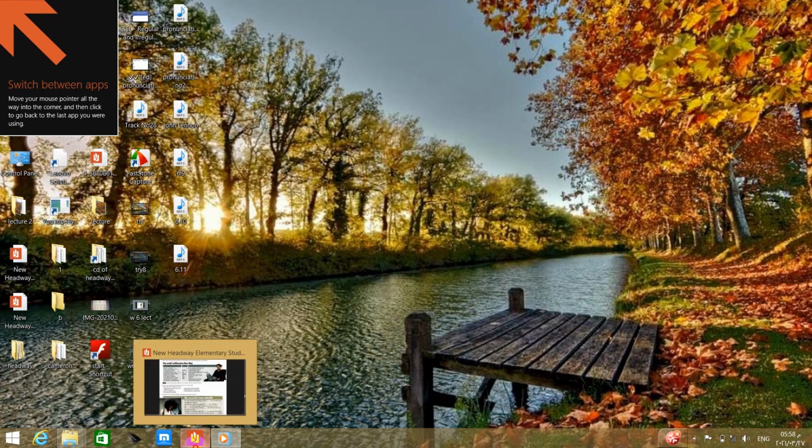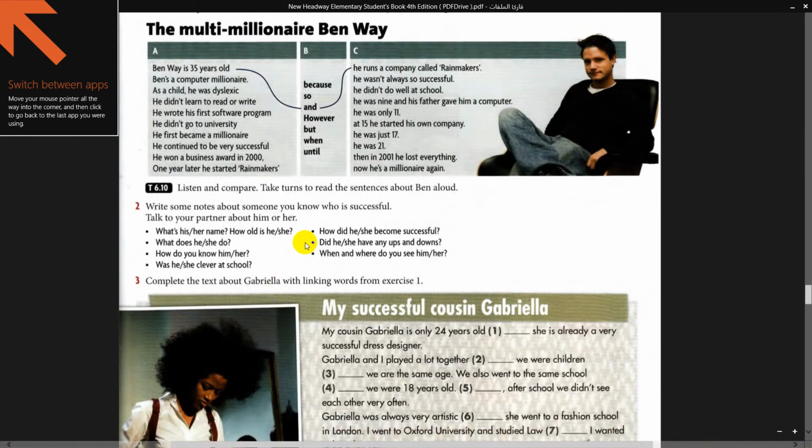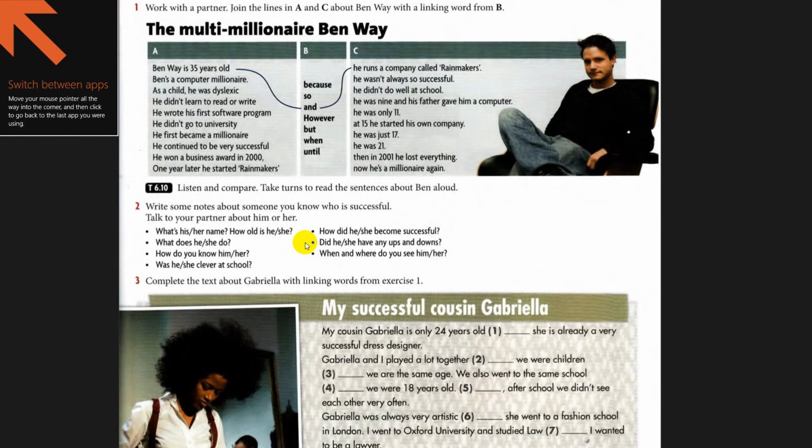Tape script 6.10. A biography. The multimillionaire Ben Way. Ben Way is 35 years old and he runs a company called Rainmakers. Ben's a computer millionaire. However, he wasn't always so successful. As a child, he was dyslexic, so he didn't do well at school. He didn't read or write until he was 9, and his father gave him a computer. He wrote his first software program when he was 11.